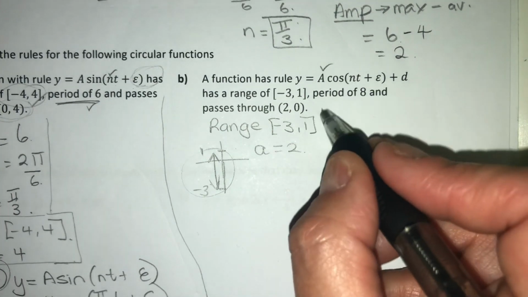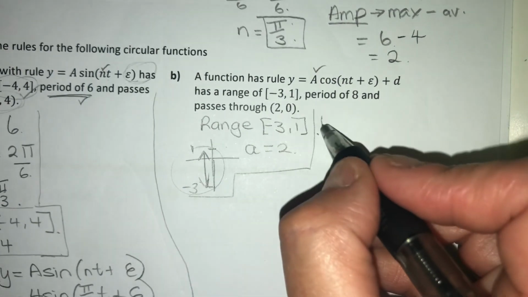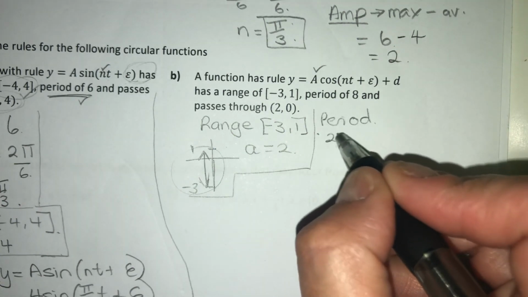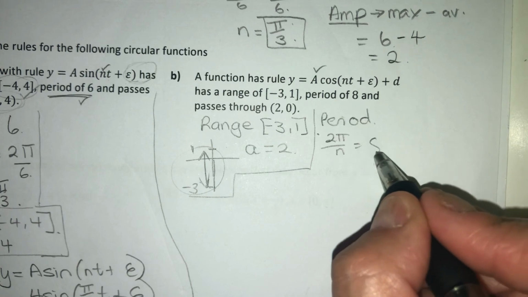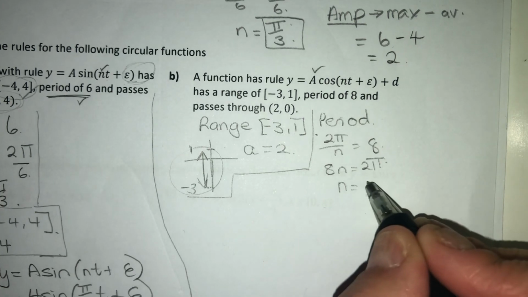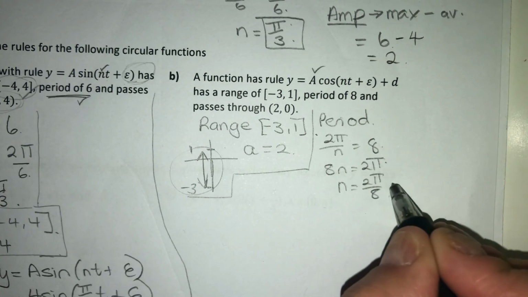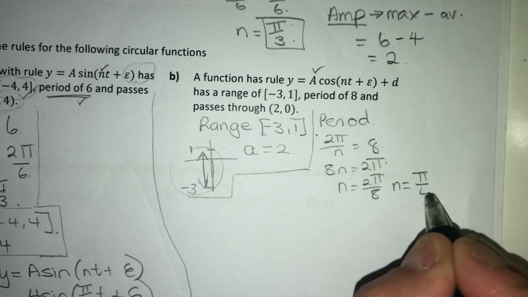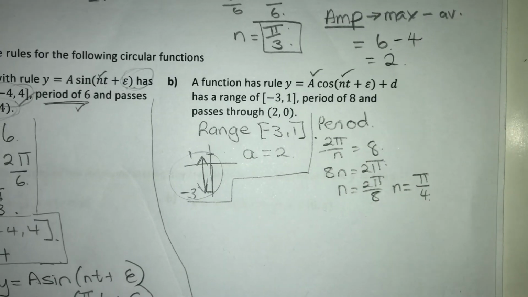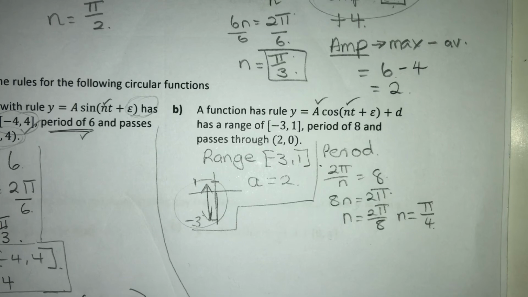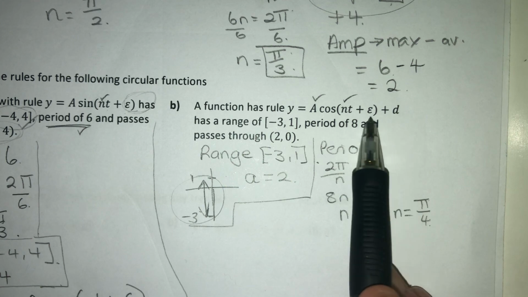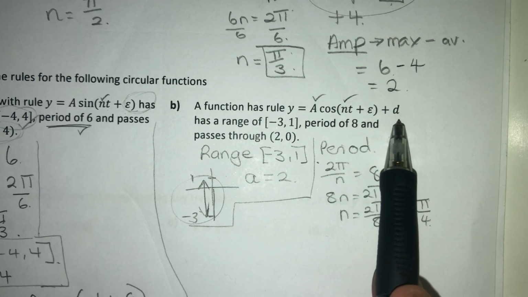Let's have a look at the next thing, because the next one is what we've been working on already, and that's our period. Okay, so let's see. Once again, we're going to go 2 pi over n is equal, in this case, to 8. So 8n equals 2 pi. N is equal to 2 pi on 8. So n is equal to pi on 4. All right, so we're doing well. We've got A and we've got N. So we're after the angle value, and we're after a vertical shift. So horizontal shift and vertical shift is what we don't know.